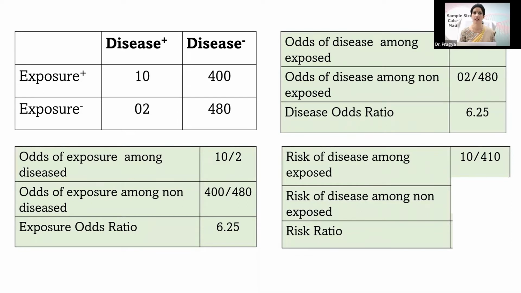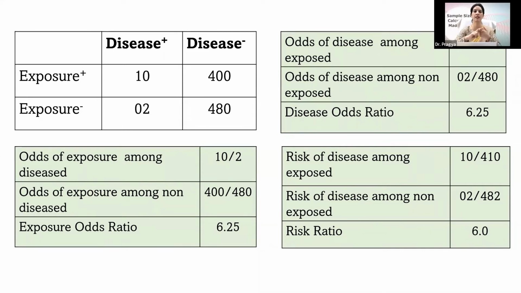Yes, you are right. Risk of disease among non-exposed will be 2/482, and then the risk ratio will be 6. So now you can see that the risk ratio is increasing. Initially it was 5, then 5.5, then 6. And that will show you, by this example, what I want to emphasize.